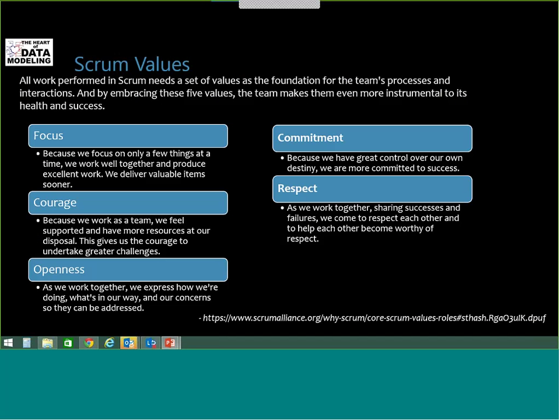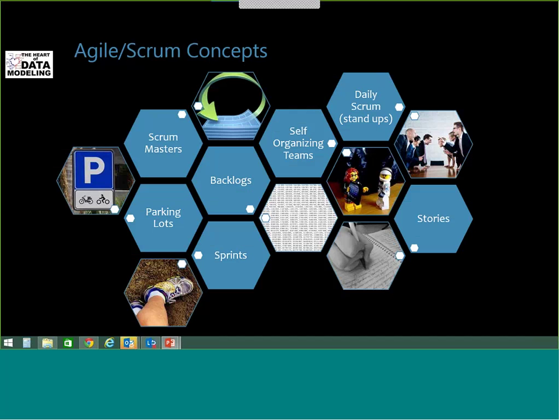Openness: we work together, we tell each other how we're doing, what's in our way and concerns so they can be addressed. Wonderful. We have great control over our own destiny, I want some of that. And we are more committed to success, that's all great, and we respect each other. Now, this is one of the things I've noticed: while I still have conflicting points of view on the Scrum projects I work on, I do find that these values bring even more to the table. Scrum calls itself an Agile framework for working within the Agile principles, and I do find that Scrum projects are a little bit easier to work on.